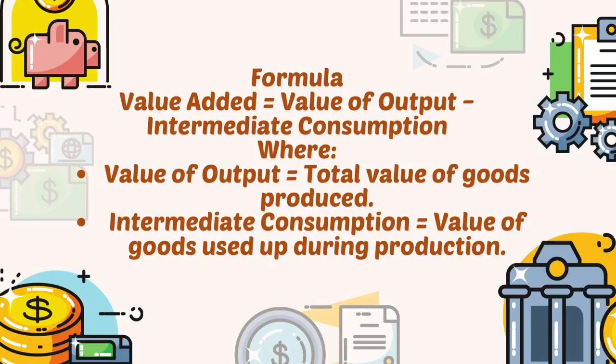Let's solve a very small example. Suppose a furniture manufacturer sells tables worth 10 lakh. To make those tables, he purchased wood, nails, glue and polish worth 6 lakh. What is the value added? Use the formula. Value added is 10 lakh minus 6 lakh, which is 4 lakh. This 4 lakh is the new value created by the furniture manufacturer.